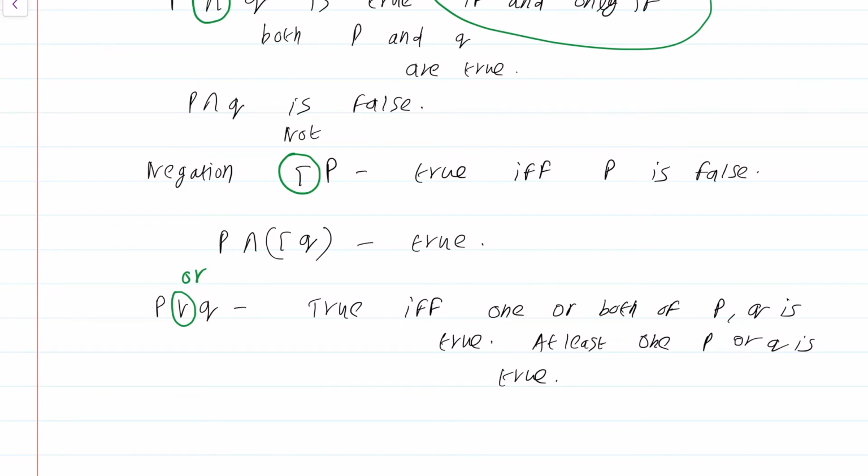Notice that the mathematical OR is always inclusive. Even if both things are true, the statement P or Q is still true. In English, sometimes we use inclusive OR, sometimes we use exclusive OR. For instance, if I say I will go to the movies or I will go and watch the cricket match, it is not assumed that both can happen. In fact, both cannot happen.